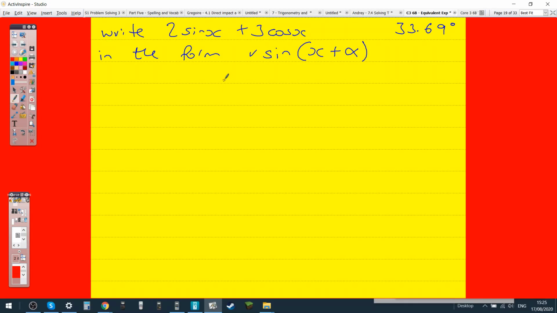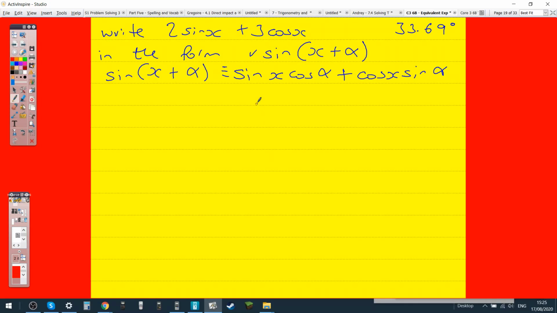If we use our double angle formulae, sine x plus alpha, do you remember what that is? Sine A plus B. Yeah, like what is sine A plus B when you write it out? Sine x cos alpha plus cos x sine alpha. That's it.